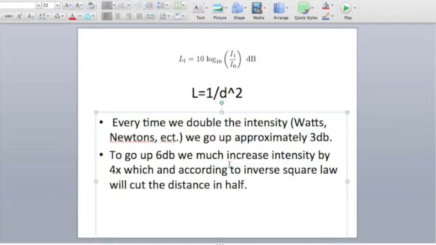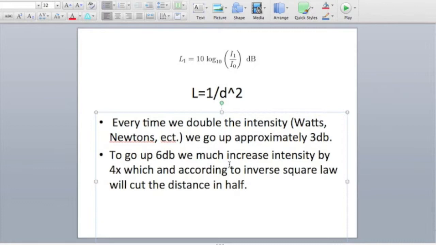In addition, every doubling of the distance results in a loss of 6 decibels, while a halving results in an increase of 6 decibels. For the purposes of our experiment, we had to convert the amount of acoustic energy produced into decibels first. So we found by plugging in values to the logarithmic equation that every time we double the intensity, we will go up approximately 3 decibels.